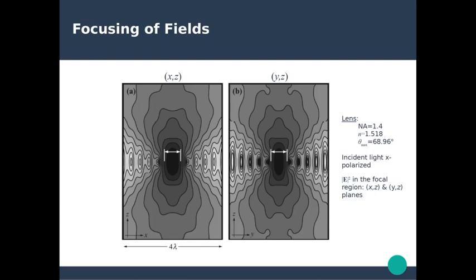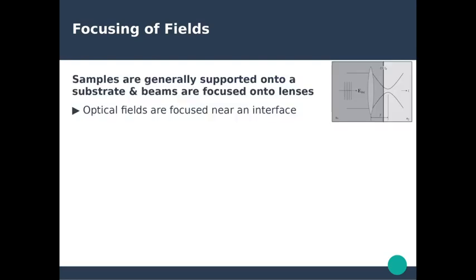Now, most of the time, we actually are not interested in focusing just a Gaussian beam in free space. We are actually looking at cases where you have a substrate, you have an interface, simply because samples are generally supported onto a substrate and beams are focused on lenses. So the optical fields are always focused near an interface. So it could be on the interface, below the interface, above the interface, but near an interface. So what's the field distribution of a Gaussian beam look like? What does it look like around the interface?